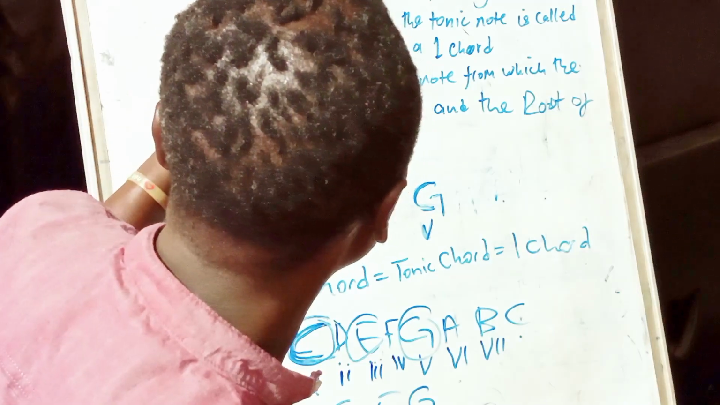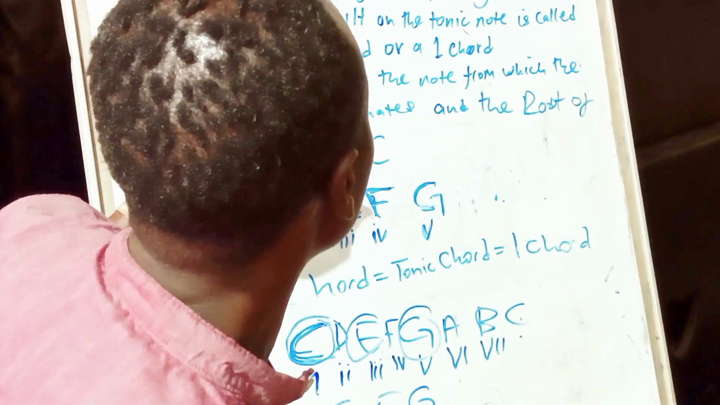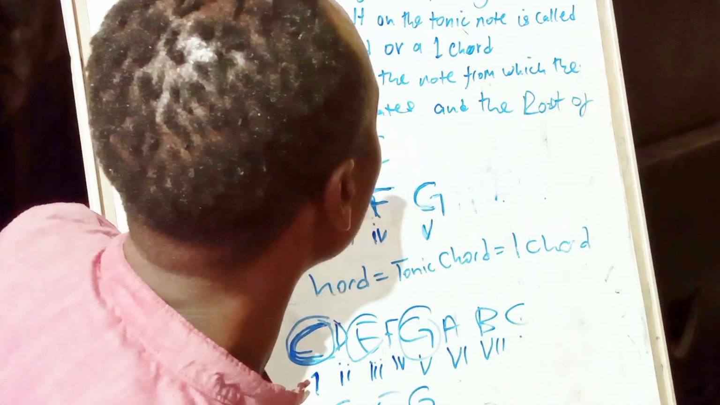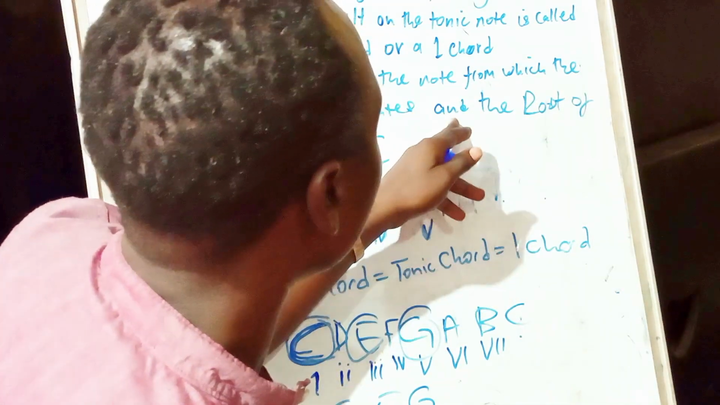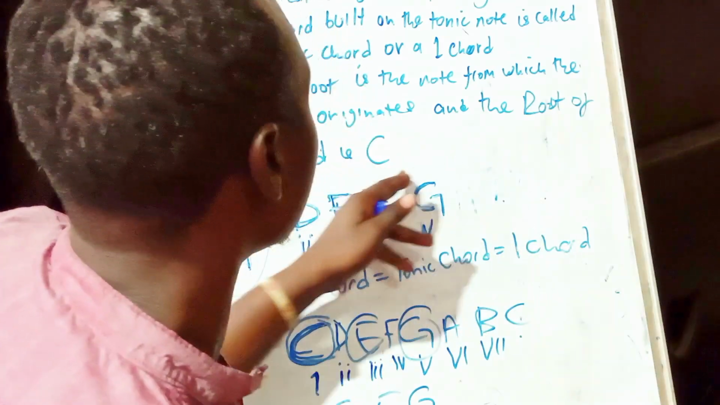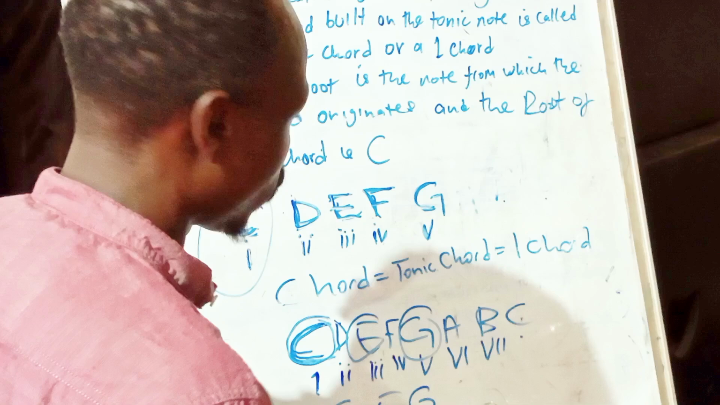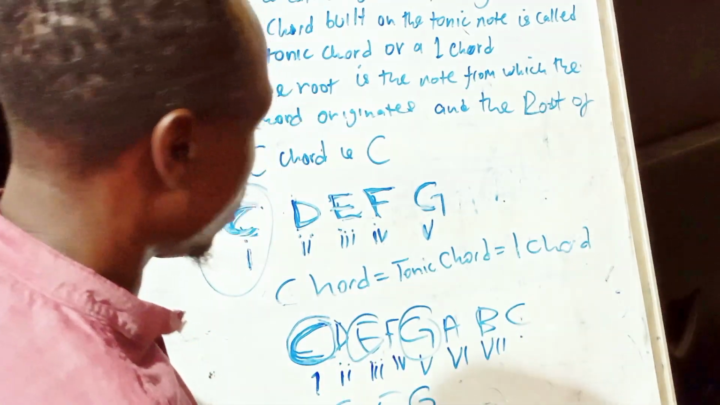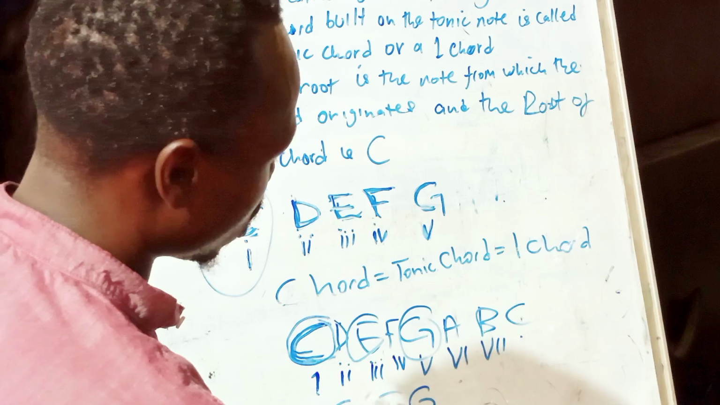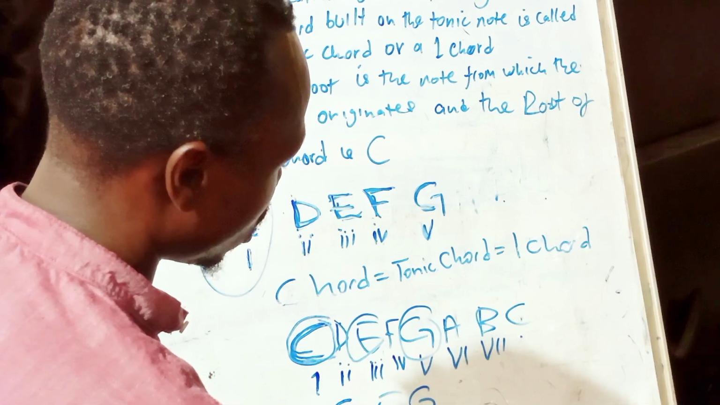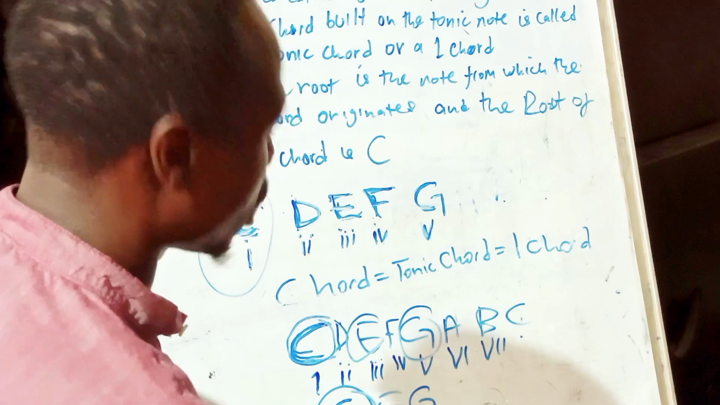Then we continue and say, we continued and said the root is the note from which the chord originates, and the root of C is C. Okay, the root is that note on the bottom from which the chord originates. So in this case, the root of this chord is C. The C chord, this root is what? C. So just understand the word root as the note in the bottom.